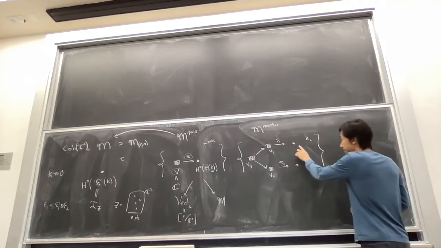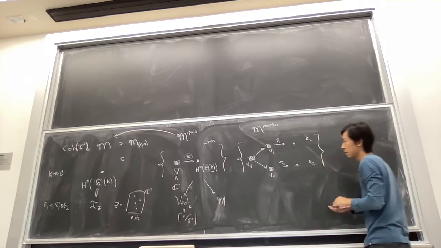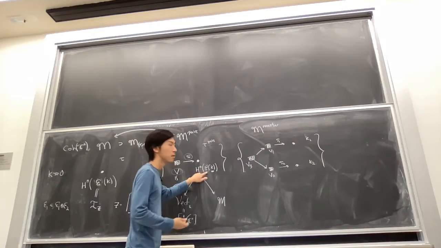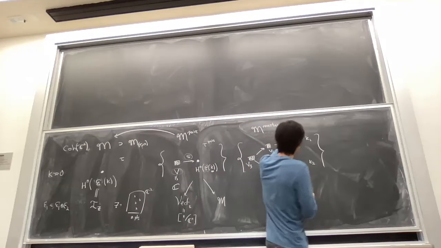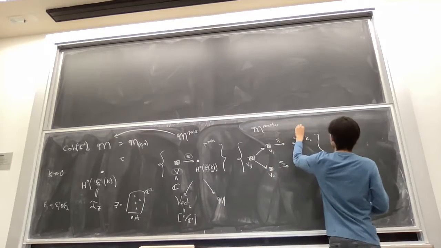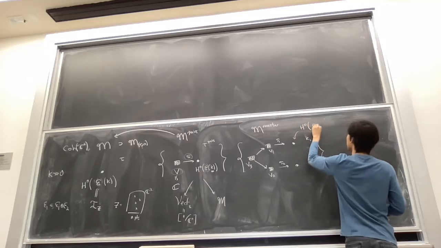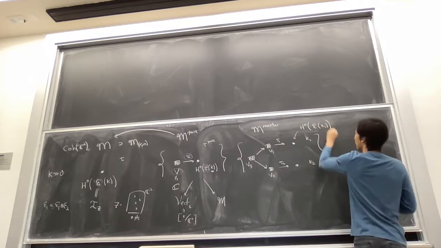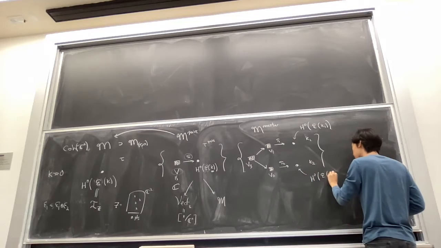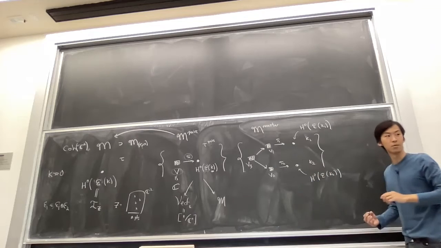So these nodes, K1 and K2, have the same sheaf. Here you have a space H naught of E twisted up by K1, and here you have a space H naught for the same sheaf E twisted up by K2. Yeah. So I think that addresses your question.